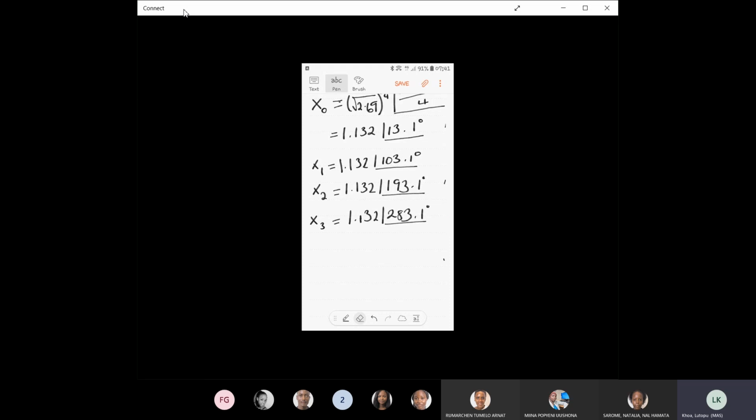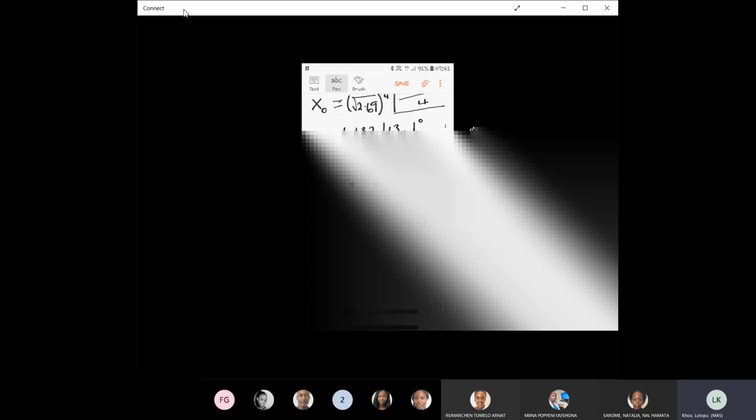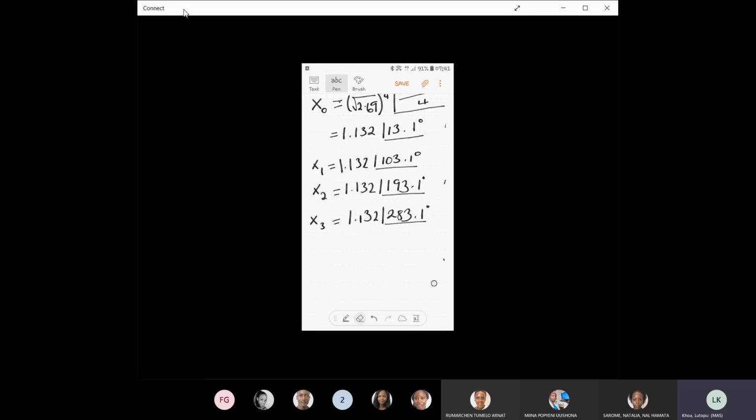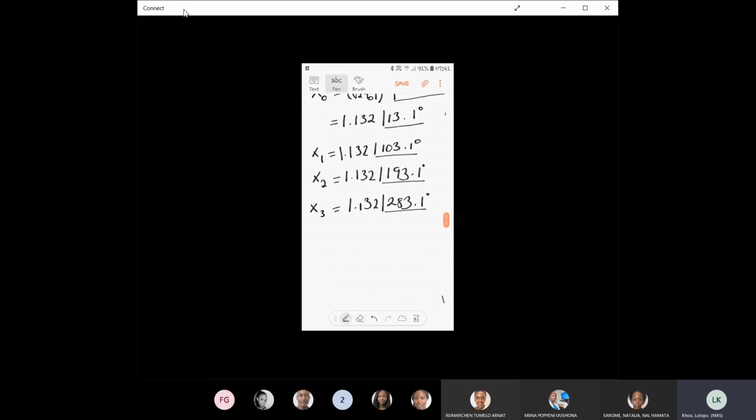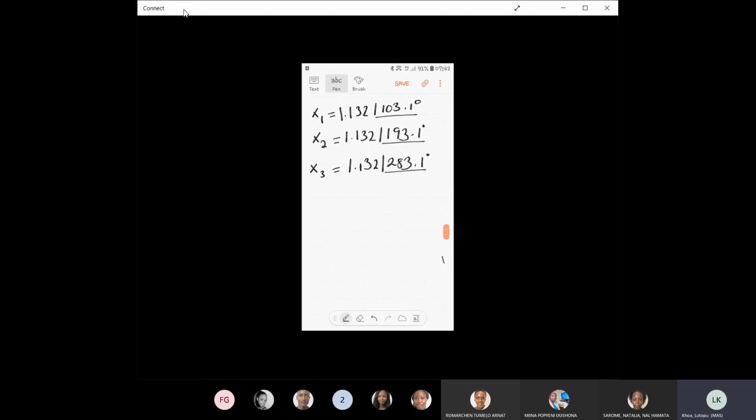Okay. So today we then move on to exponential form. Okay, so today we look at exponential form of a complex number.